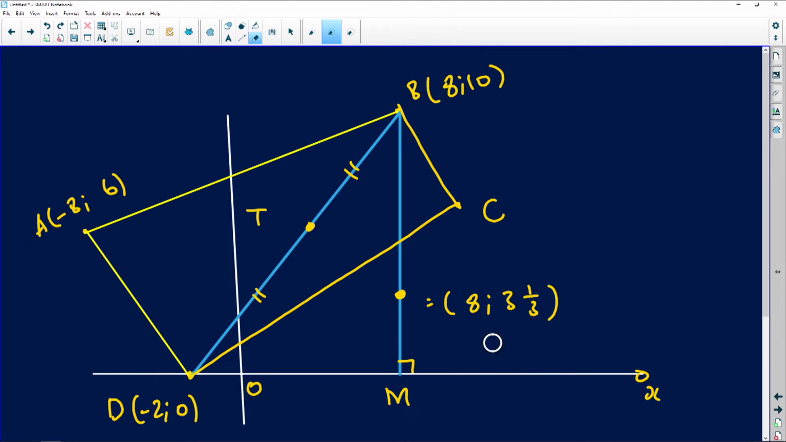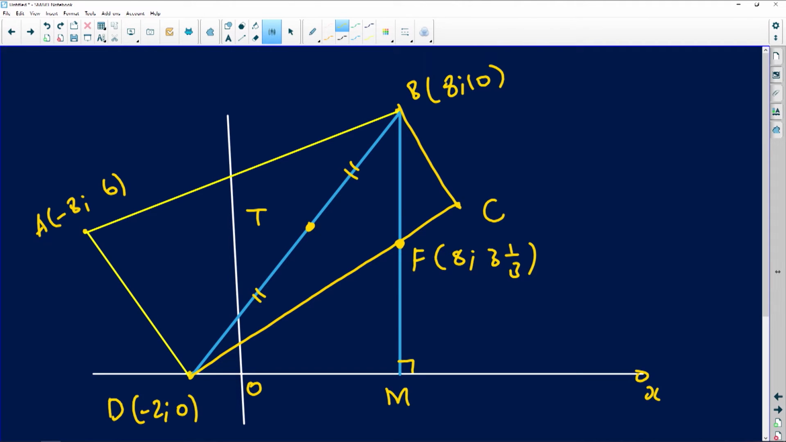Beautiful stuff. And F needs to move away from where it is right now because it has to be where the lines actually intersect each other. So it must be there. That's where point F is, and the coordinates of point F are 8 and 3 1/3. Beautiful stuff, right? So what do we know?